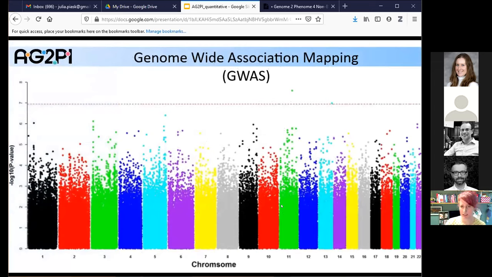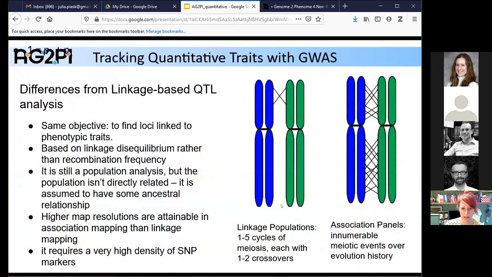So we'll go to GWAS, genome-wide association mapping, where we have this classic Manhattan plot, which was shown in the last talk. The difference between GWAS and this linkage-based QTL analysis is that, of course, the goal is the same. Let's find the loci. Let's find all the QTL linked to phenotypic traits. It's based on something called linkage disequilibrium rather than recombination frequency.